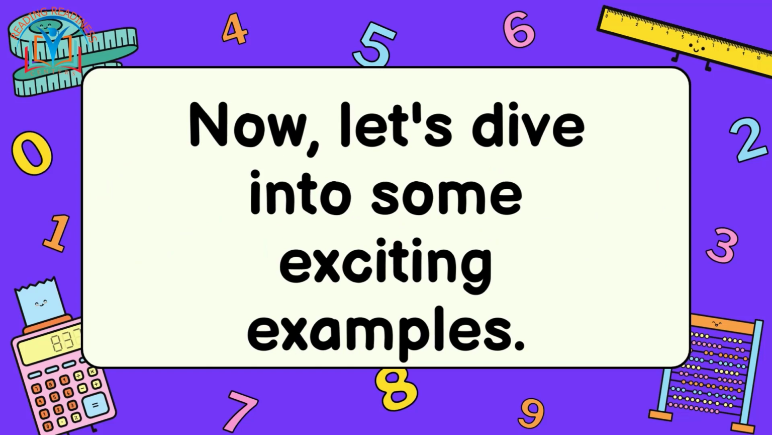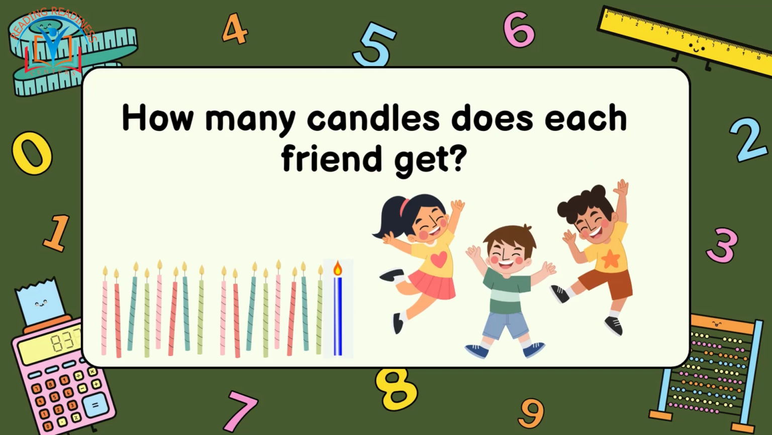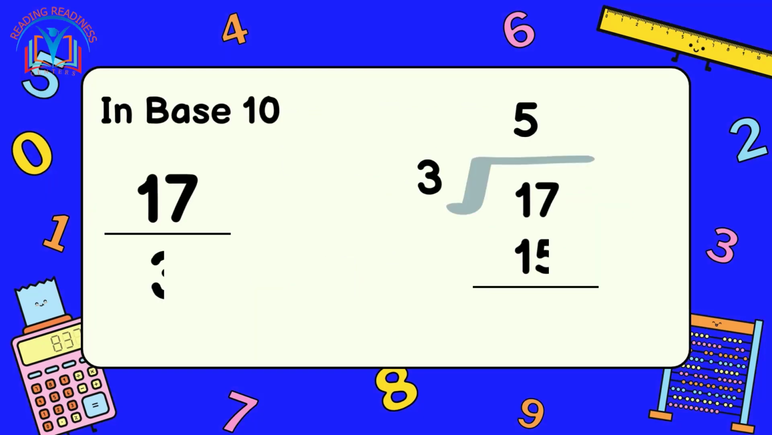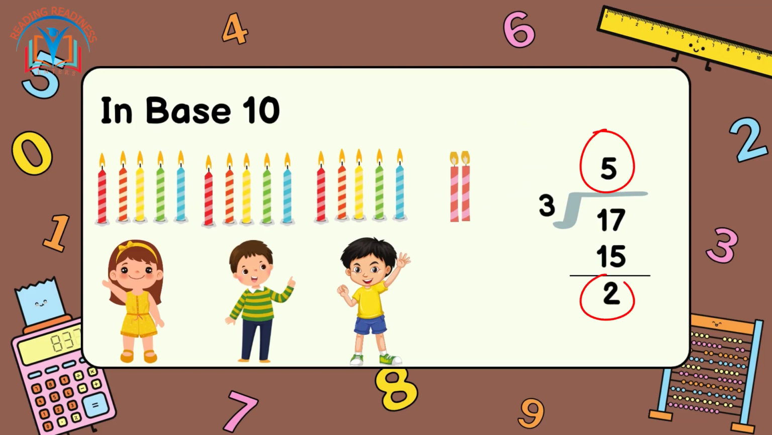Now, let's dive into some exciting examples. Picture this: you have 17 candles, and you want to share them equally between 3 friends. How many candles does each friend get? In base 10, you can perform a simple division. It's 17 divided by 3, which is 5 with a remainder of 2. This means each friend gets 5 candles, and there are 2 candles left over.